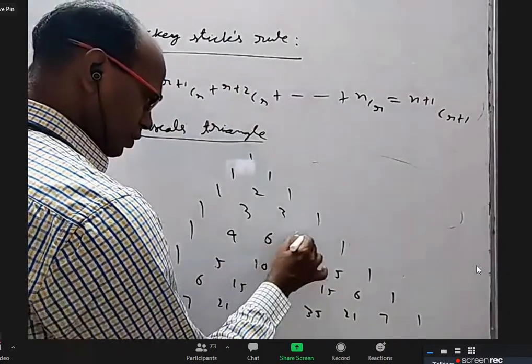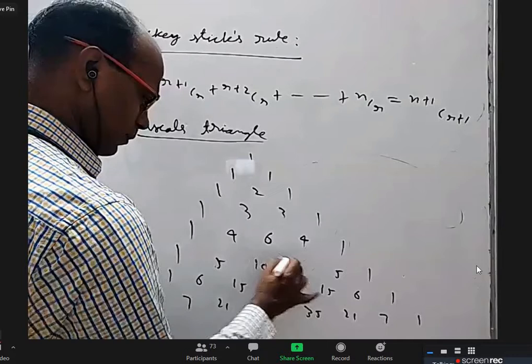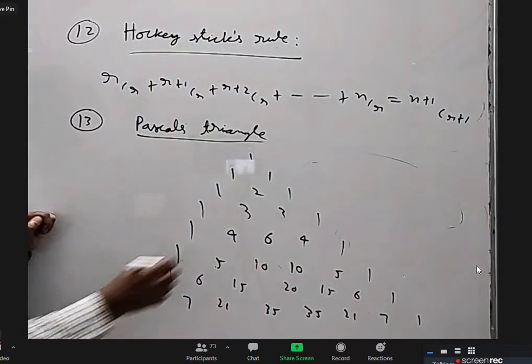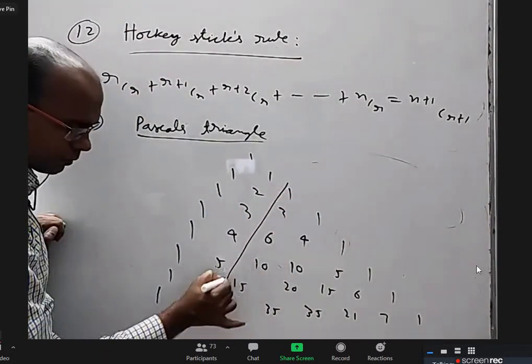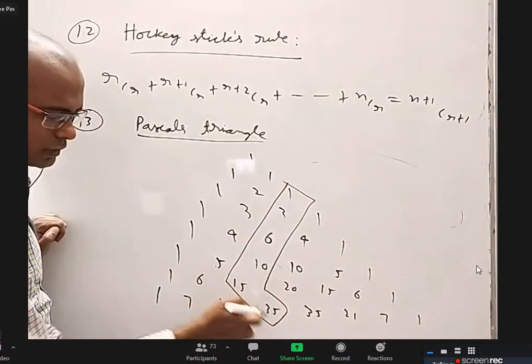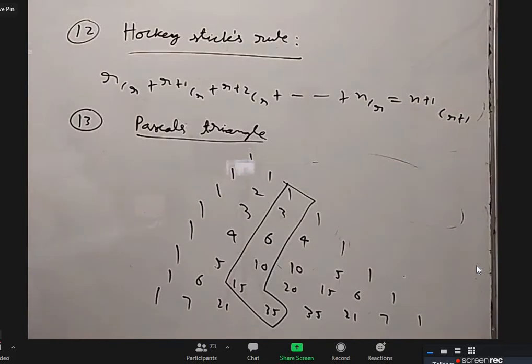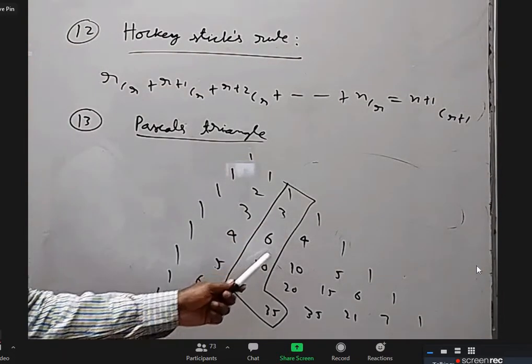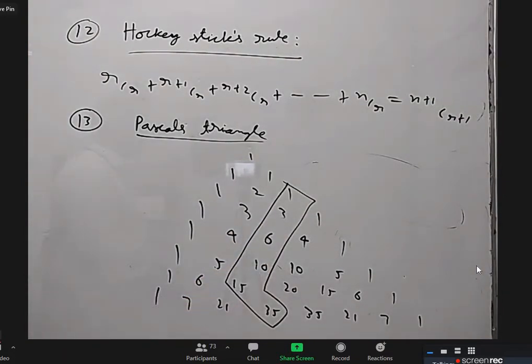This is 6, this is 4, and this is 10. Look at this. If I add all these elements, this will come. What is 1 plus 3 plus 6 plus 10 plus 15? Is it 35? Yes, sir.